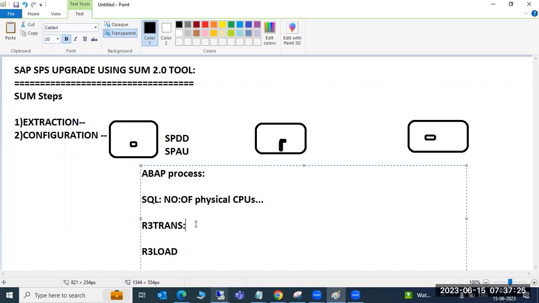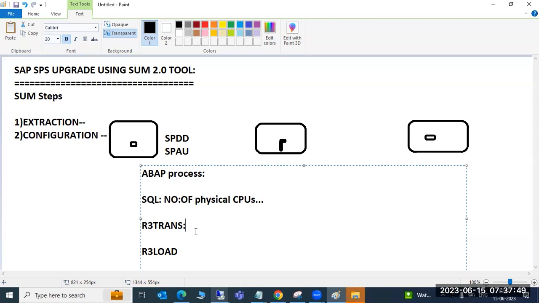The next one is the R3 trans. So the third parameter is called the R3 trans, your TP and R3 trans for parallel import of the support packs. So here R3 trans and TP. So what is the use of this R3 trans process?